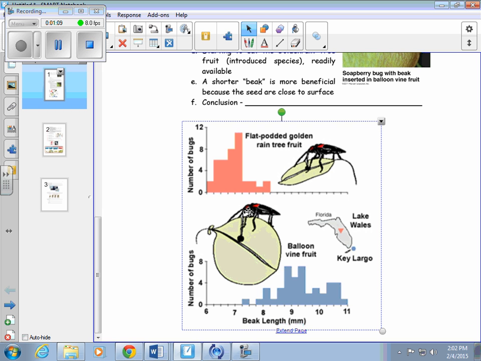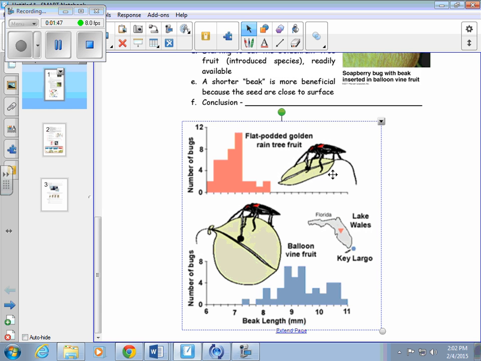Now, any bugs that have short beaks, they can't get to the seeds. So up until now, any soapberry bugs that have had a short beak have actually been selected against, and we haven't seen many of those in the recent data collection of soapberry bugs. However, because these bugs have been eating a lot of the balloon vine fruits, that fruit is becoming not so common. And these bugs are left to search for other food sources. What they have found is they found this type of fruit.